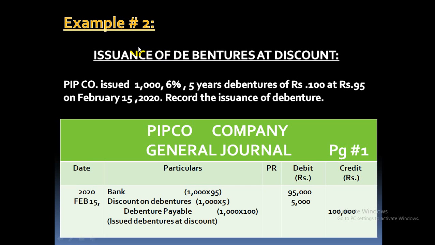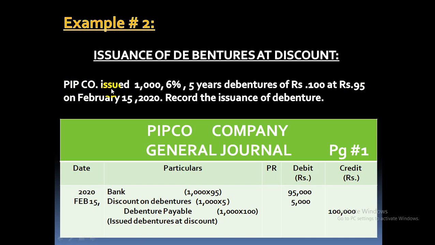Let's see one more example in which we are issuing debentures at discount. Discount means now we are issuing debentures for a lesser value than the par value. The printed value on the debenture is 100, but just to attract the public we are offering it for a discounted rate, and our discounted rate is rupees 95.